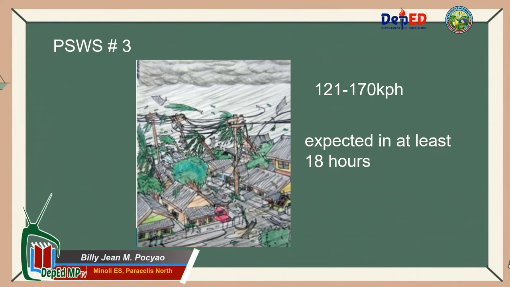Almost all banana plants may be downed, and a large number of trees may be uprooted. The majority of houses made of light materials may be unroofed or destroyed. There may be widespread disruption of electrical power supply and communication services. In general, moderate to heavy damage may be experienced, particularly in the agricultural and industrial sectors.